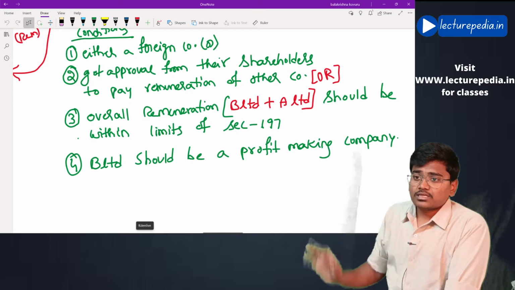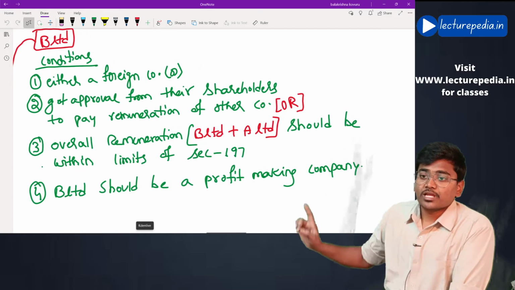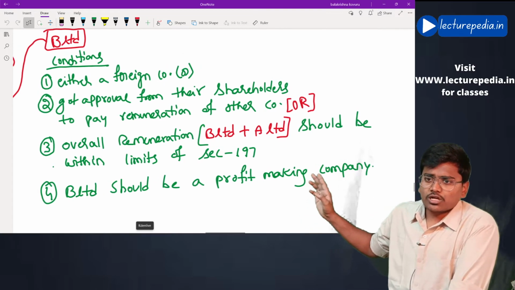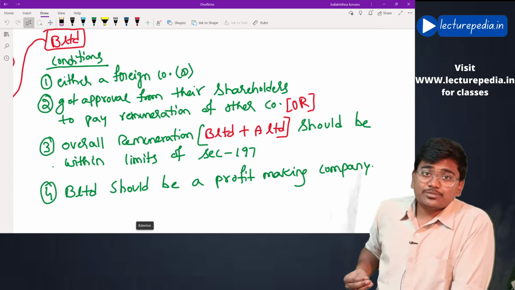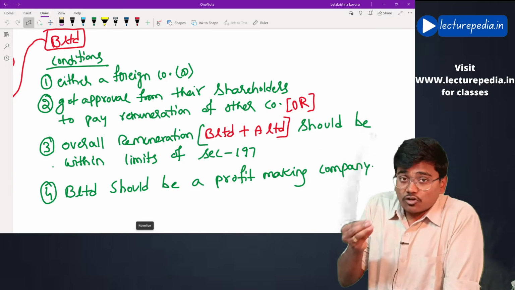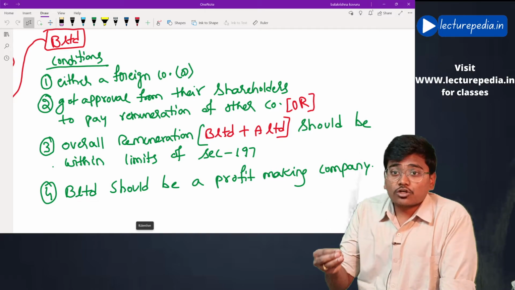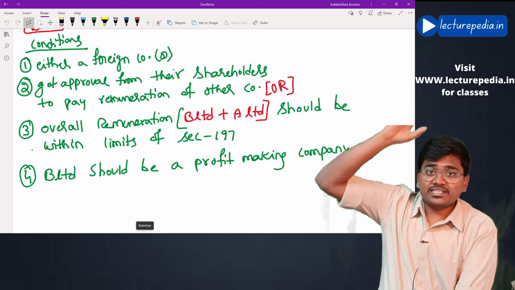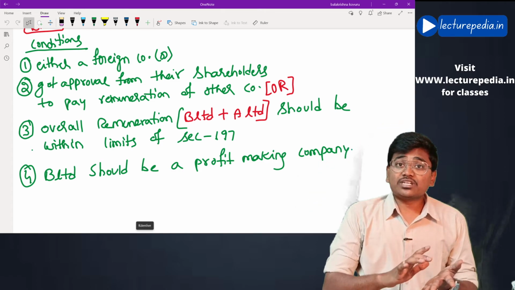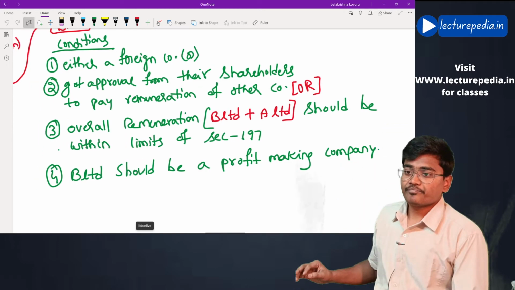Or the third condition, overall remuneration, that is remuneration that is being paid to the directors of B Limited and to the directors of A Limited should be within the limits specified under section 197. Okay, the 3%, 1%, 5%, all those limits.